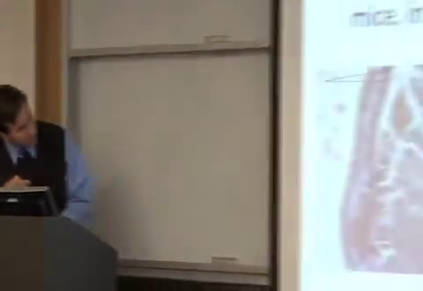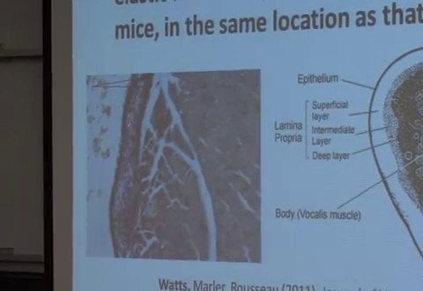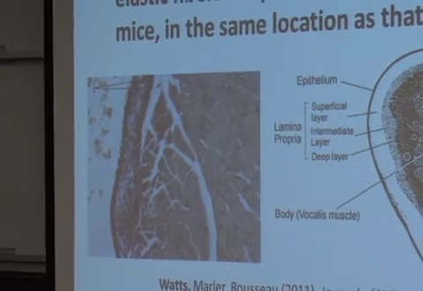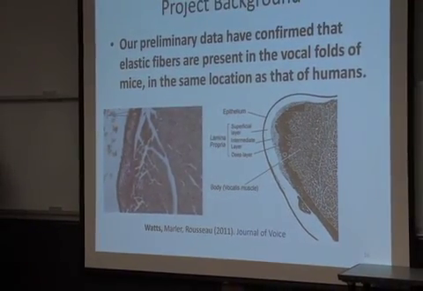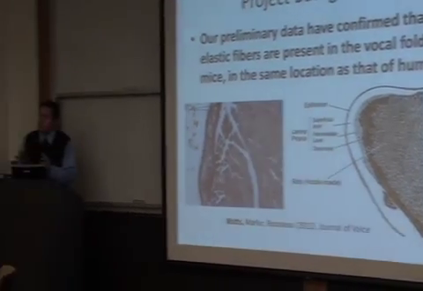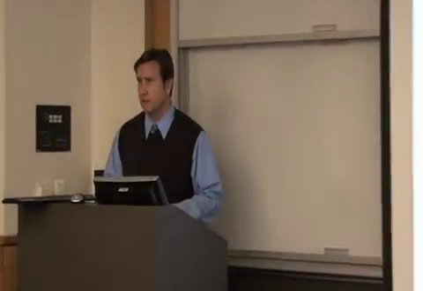And so in this slide here, this is epithelium, this of course is muscle, and these dark strands in the middle are elastic fibers. If you threw up a human vocal fold, the layering is a little bit different, but if we just stain for elastic fibers, it will look exactly like that. Okay?